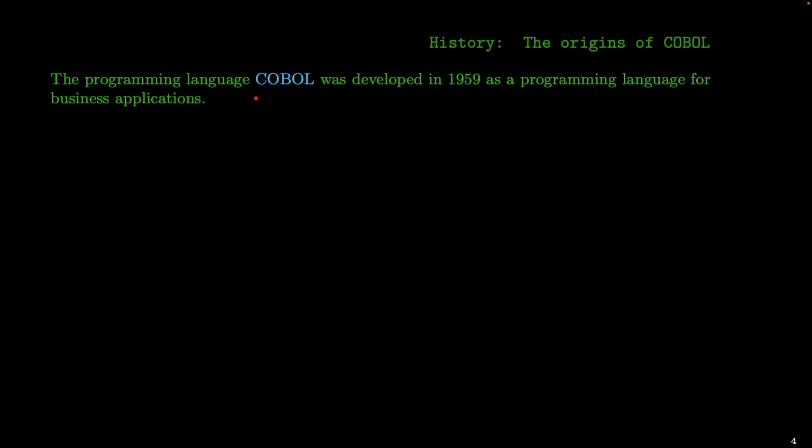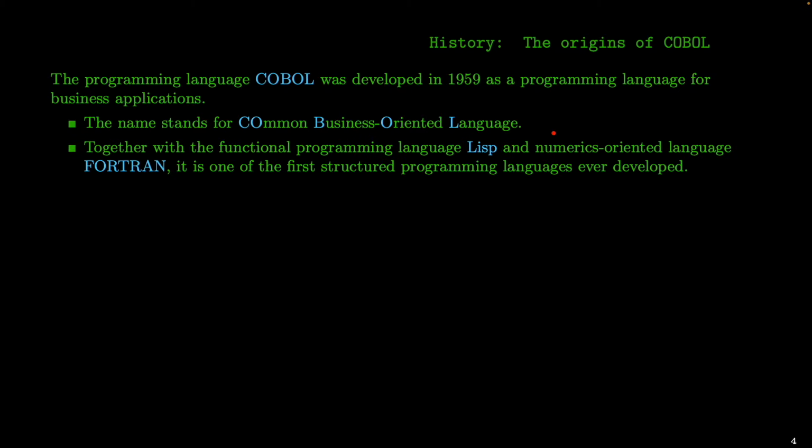What is COBOL? It's, as I said, a very old programming language. It was developed in 1959, and the idea was to use it specifically for business applications. That's reflected in the name. COBOL is short for Common Business-Oriented Language. And together with the functional programming language Lisp, which is very different from COBOL, and the numerics-oriented language Fortran, it is one of the first structured programming languages ever developed.